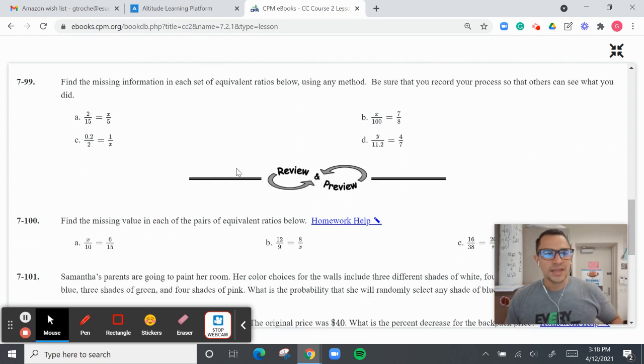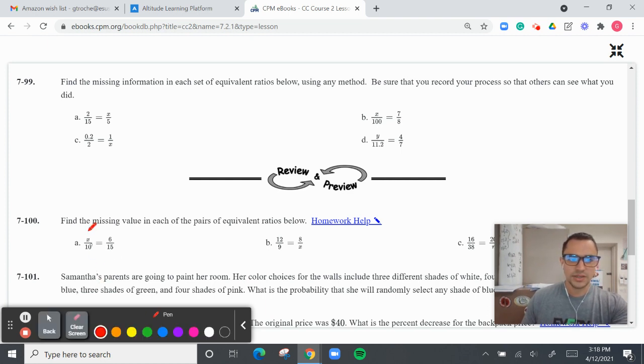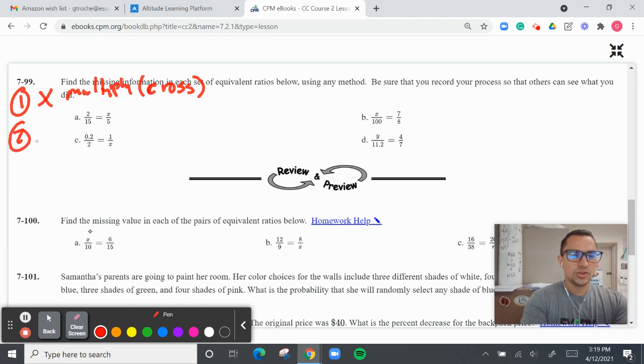Oh, we're almost done. 7-99, find the missing information in each set using any method. Be sure that you record your process. All right, cool. Let's do this. So we'll do one. So we have the cross multiply. Cross, 2, we have the unit rate, multiplier.